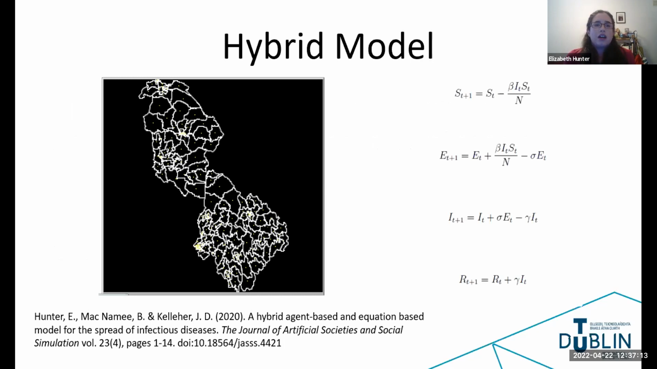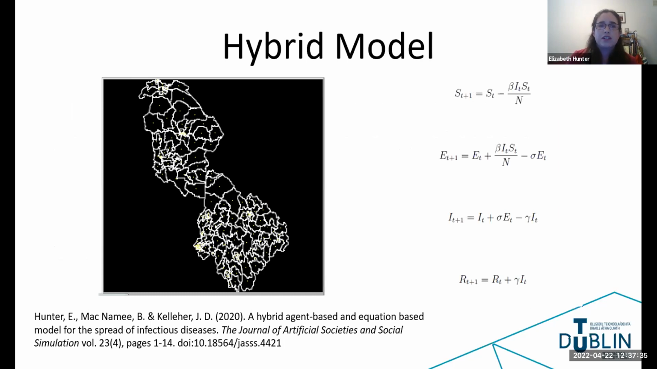And so on the left, we've got our county model. And then on the right, we created a set of difference equations for the spread of measles, parameterized for the spread of measles. We use difference equations instead of the typical differential equations, because difference equations run on discrete time steps, which we thought was more analogous to the discrete time steps that our agent-based model runs on.